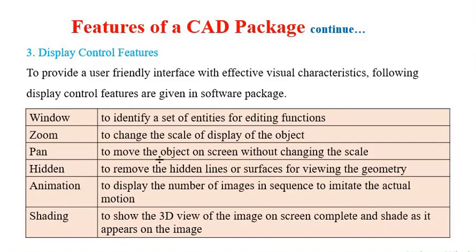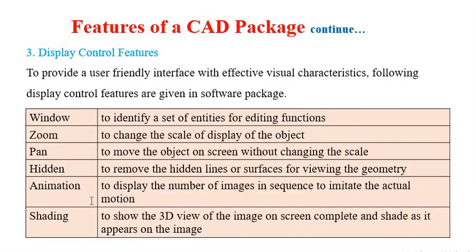Pan is also provided to move the object on the screen without changing the scale. So we can move the object from one position to another on the computer screen with the help of pan. Then hidden is to remove some hidden lines or surfaces for viewing the geometry. We can also hide constructional lines and dimensional lines in the drawings, and hide some surfaces for a clearer understanding of the geometry.